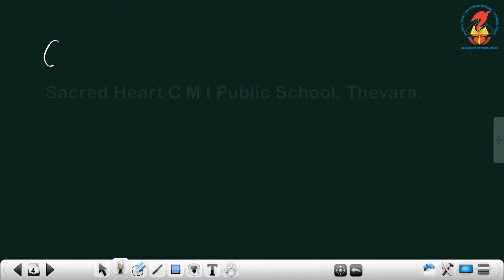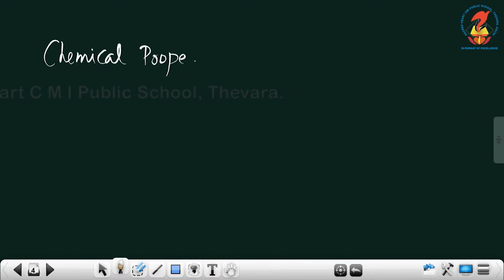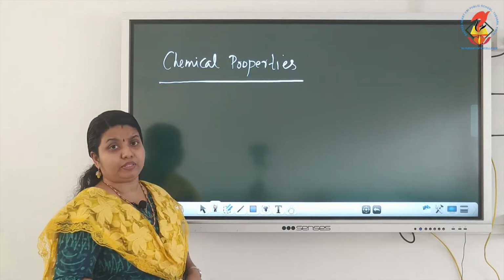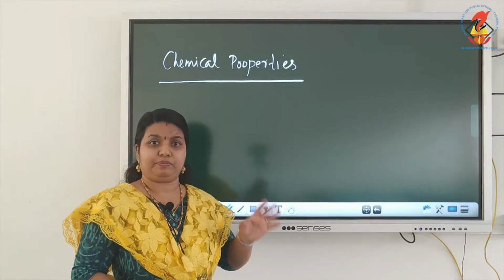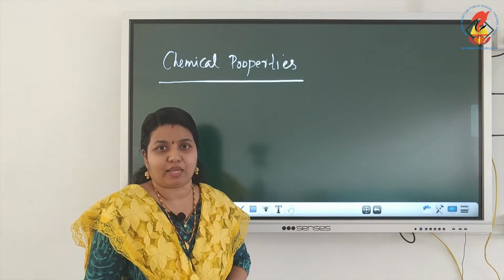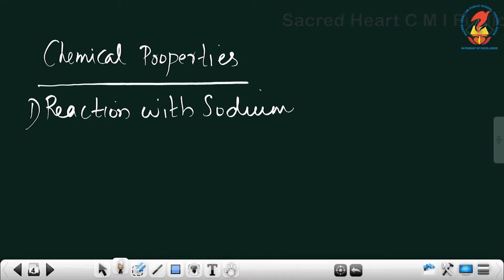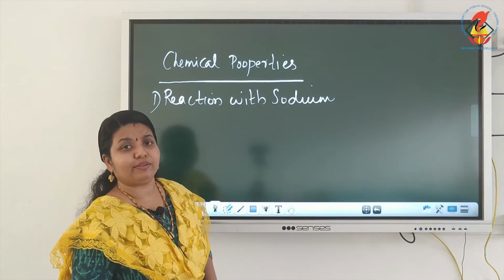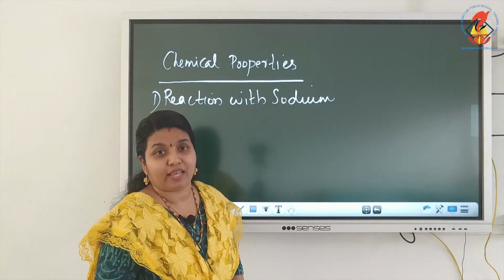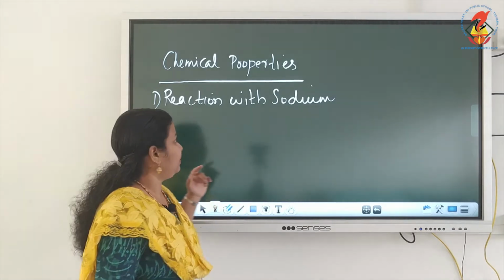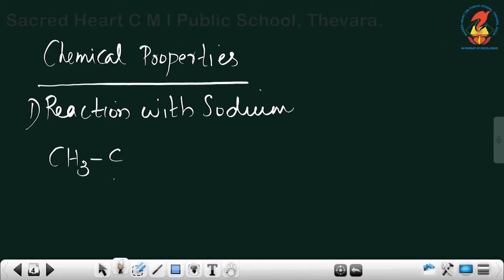Now we have to see the chemical properties. Since it is an acid, it will undergo all reactions of acids. In the second chapter we have learned the chemical properties of acids. So this is a weak acid, but it is again an acid. So it will undergo all chemical reactions of acids. First one is reaction with sodium, a metal. So what happens when an acid reacts with a metal? Acids react with metals to form salt and hydrogen gas. So this is an acid. So salt and hydrogen gas will be produced.